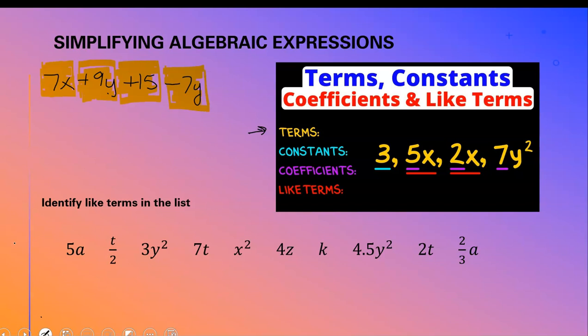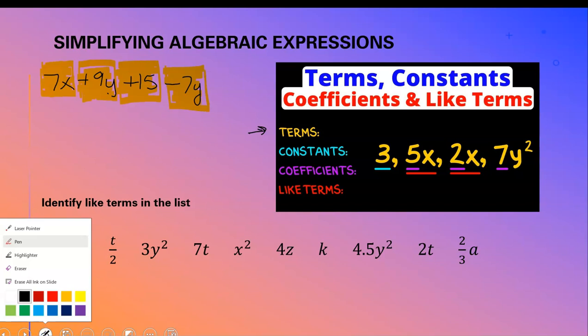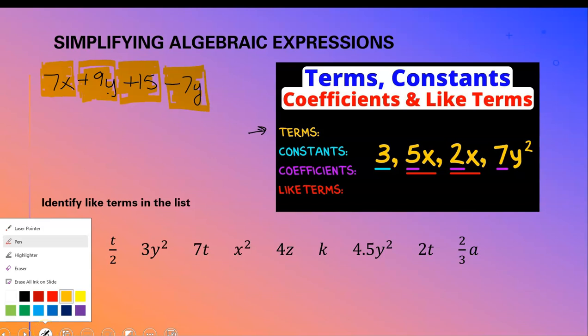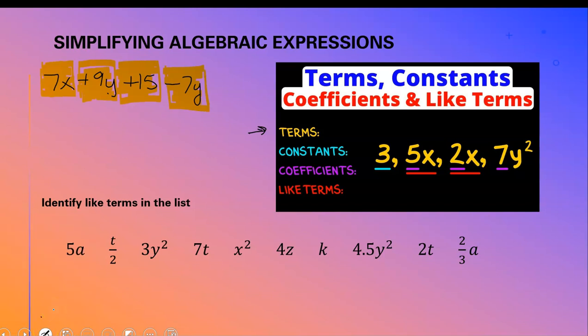Some other things you might see, but don't have to see, in an algebraic expression are something called constants. So constants are, simply put, regular values. No funny business. So in this example, it would be 15. In the example to the side here, it's our 3. So the 3 would be the constant. Okay, constants are just normal numbers.